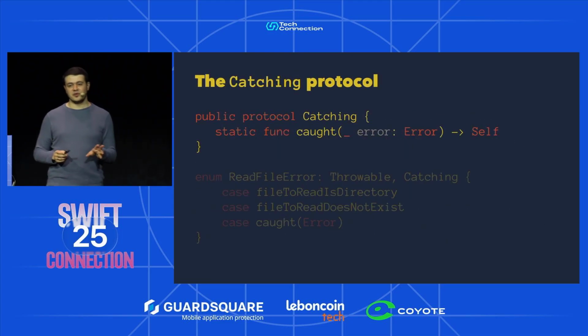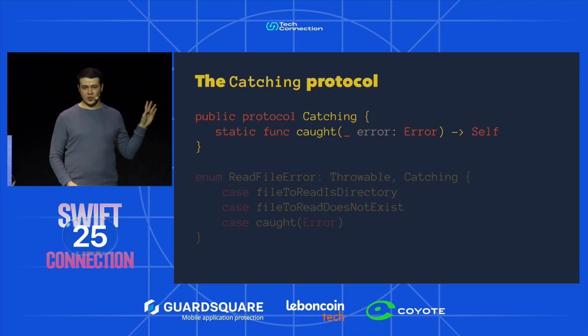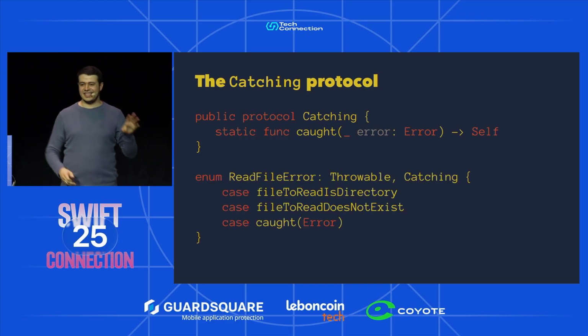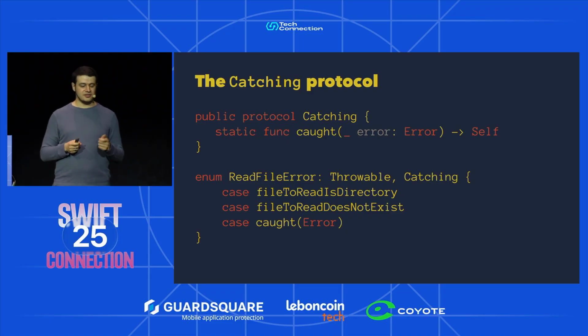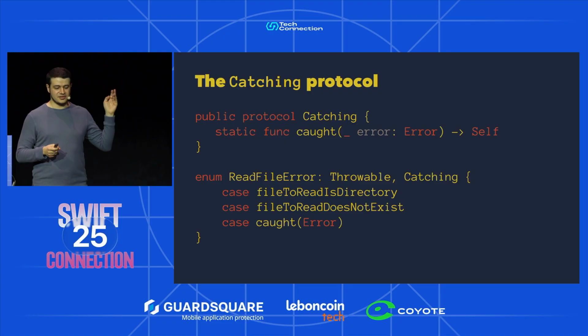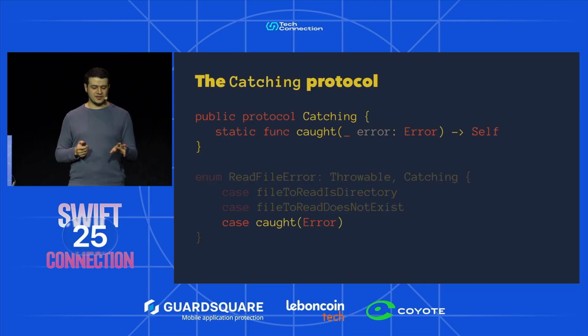So my solution for this was to write another protocol. I call it the catching protocol, and it defines a static function, which is the way you define a protocol for an enum case. So if you want to have all enums have a specific case like caught here, that's how you write it. It's very simple actually, but it kind of solves the problem because thanks to this, now we have the new error caught case.